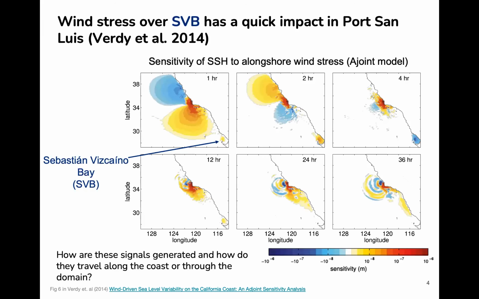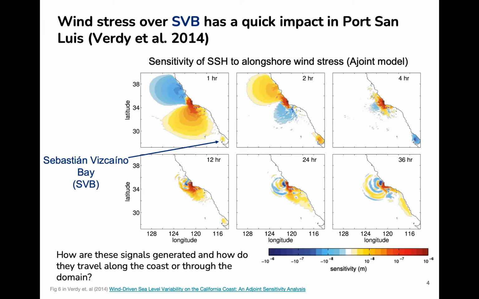Okay, and so I guess what motivated what I'm gonna talk about a little bit later is that there's this paper by Ariane Verdi and my other collaborators that came out in 2014. And what they were looking at was, around here, it's Port St. Louis, which is a tidal gauge station. And they were trying to see what was the forcing that would drive the variability of sea surface height that their models sees around here, right? And so what I'm showing here is a figure from that paper.